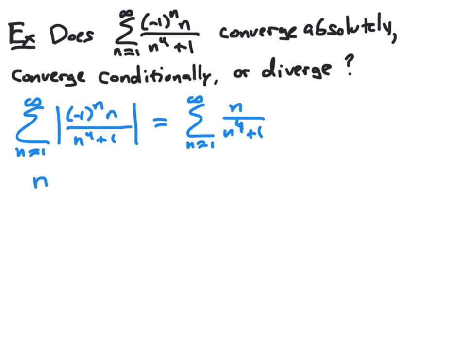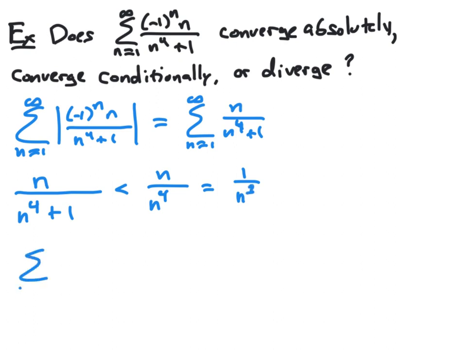And here we can actually use a comparison. We could also use the limit comparison test if we wished. But here a standard comparison would work fine. n over n to the fourth plus 1 will be less than or equal to n over n to the fourth, because plus 1 will make that denominator larger and therefore the entire expression smaller. And n over n to the fourth is the same as 1 over n cubed.